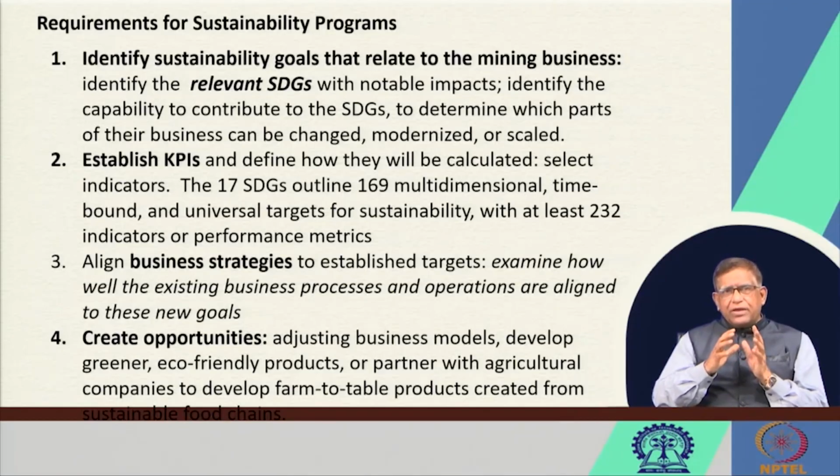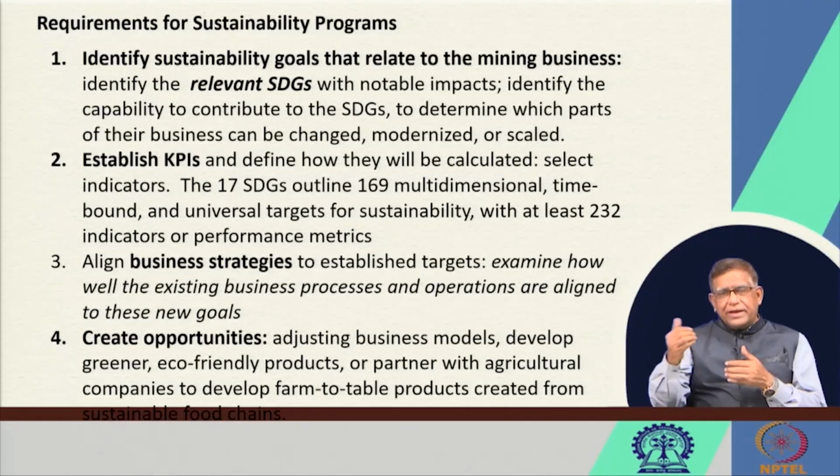If you go through the detailed literature of sustainability goals, you will find that there are many targets. It is said that there are about 169 multidimensional, time bound, universal targets for achieving this sustainability, and for those targets you have more than 232 indicators. That means the overall 17 goals may have quite a good number of indicators today. Again tomorrow there may be more indicators coming up.